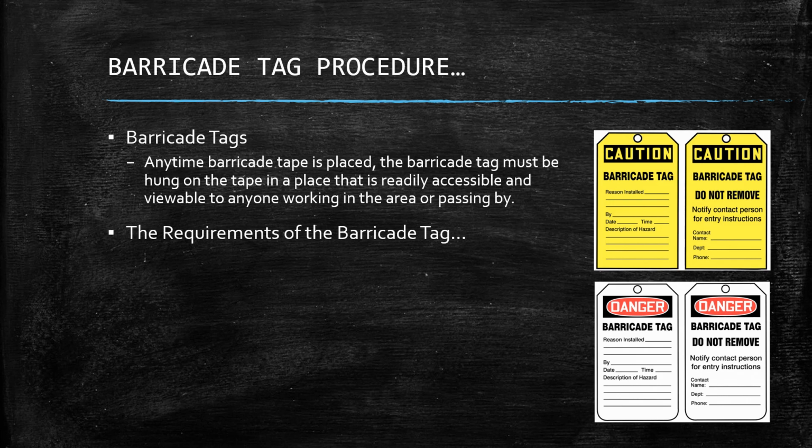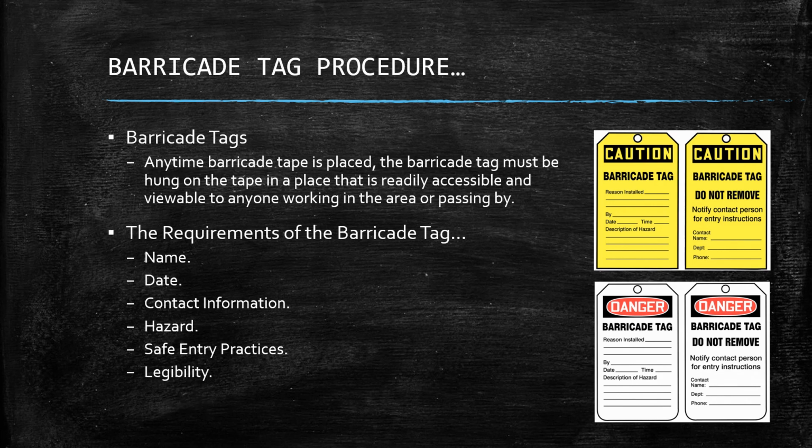In addition, other requirements of the barricade tag include name of the person installing the barricade tape and tag, date the barricade was placed, how to contact the person installing the barricade, what the hazard is within the barricade, if any, what acceptable practices must be observed to enter the barricade area, or a statement such as, do not enter without lockout tagout. All writing on the barricade tag must be legible and written with a marker or similar item which will not easily wash or rub off.